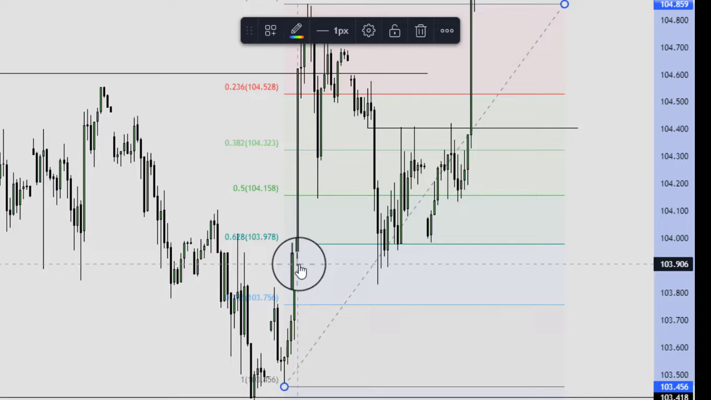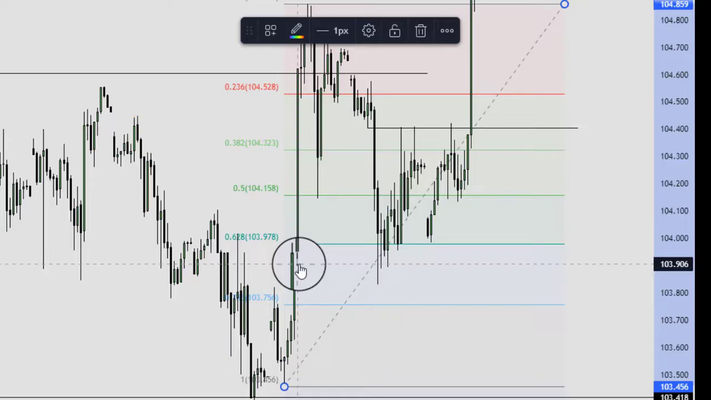Remember the video where I taught the internal and external range liquidity? If you haven't watched that video, please go through the videos on the channel. You need to watch the video where I specifically taught internal and external range liquidity, so that you understand what I'm saying in this video.